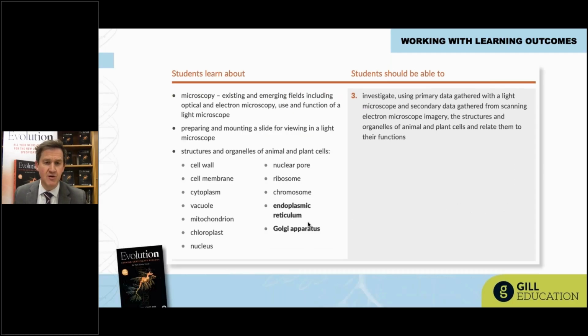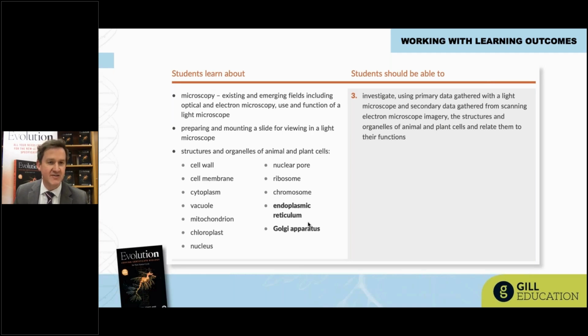Now, the learning outcomes that begin with the word investigate relate specifically to scientific investigation. So experimental investigation that students have to carry out themselves. And in particular, be mindful of investigate where it says use primary data. So in this case, using primary data gathered with a light microscope and secondary data gathered with scanning electron microscope images. So the students are expected to gather that data themselves by using the light microscope.